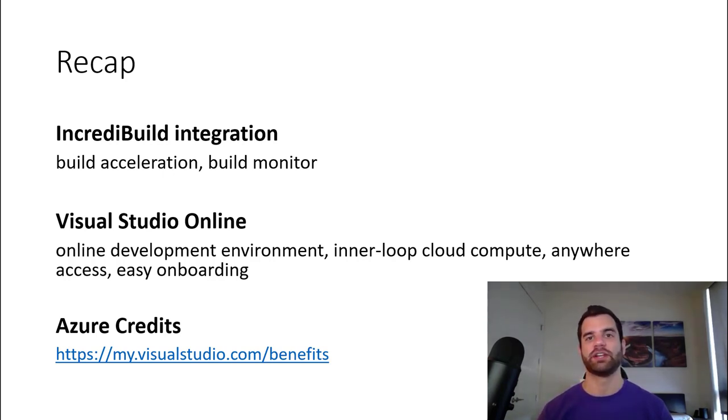You can get the extension in the Visual Studio installer, and it gives you build acceleration on up to 8 cores, and access to their build monitor, which lets you diagnose bottlenecks and which build tasks are taking the longest.